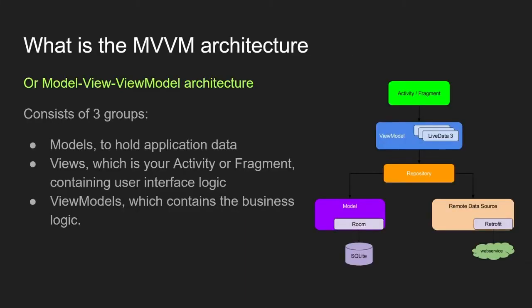Before I show you how to implement view models, let's just go through some theory first. View models form part of the MVVM architecture, or Model View View Model architecture. This is the recommended architecture from Google. The idea is to make use of models to contain your application data, views such as activity fragments to implement your user interface logic, and view models as the connection between your views and your models. View model should contain your business logic to process any data before it's consumed by your views.